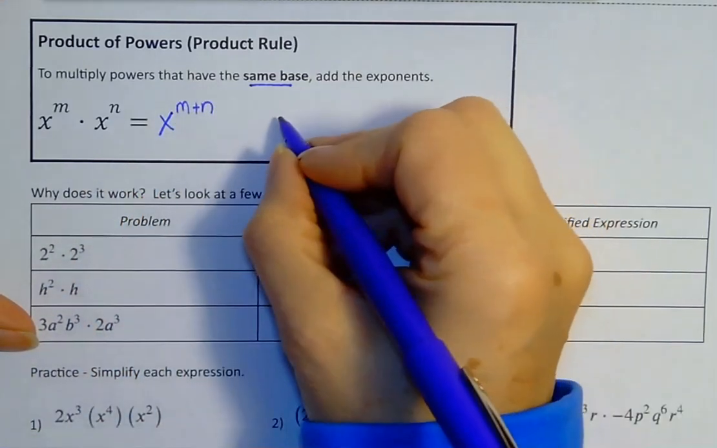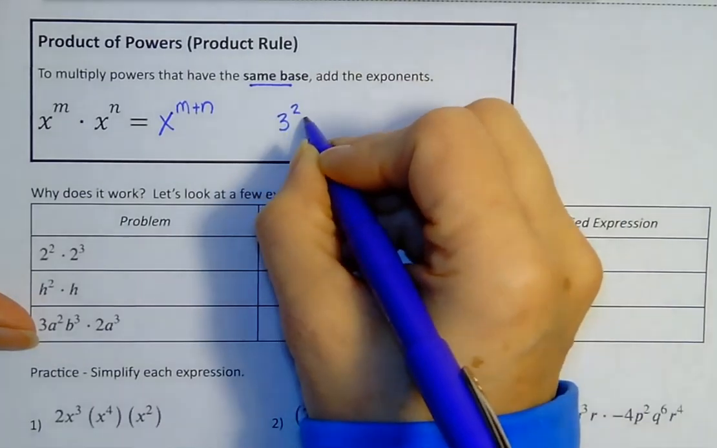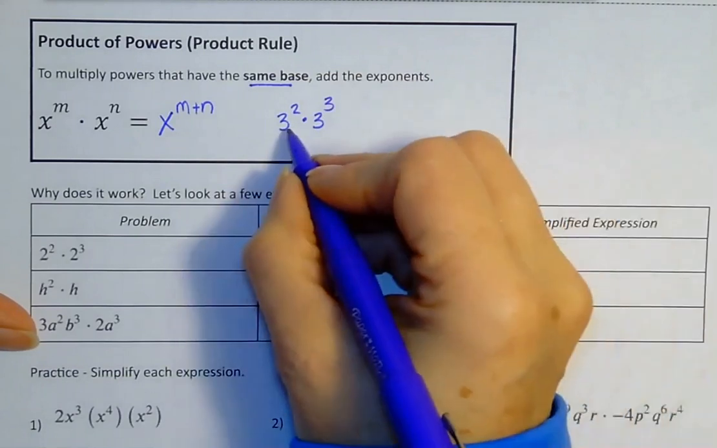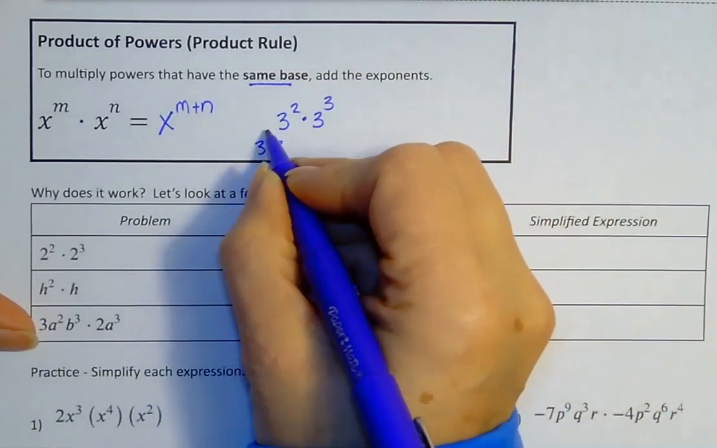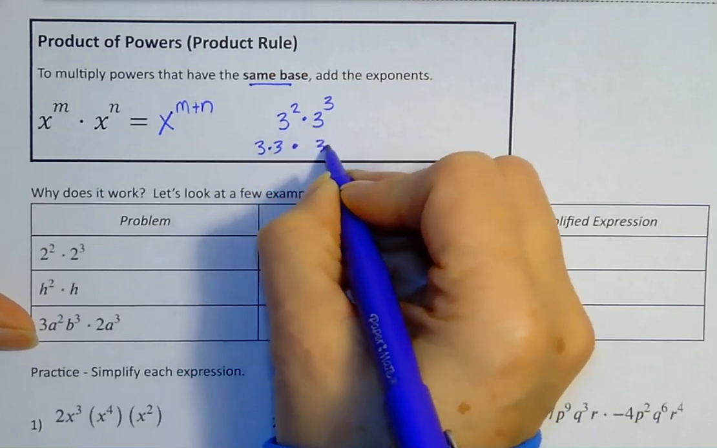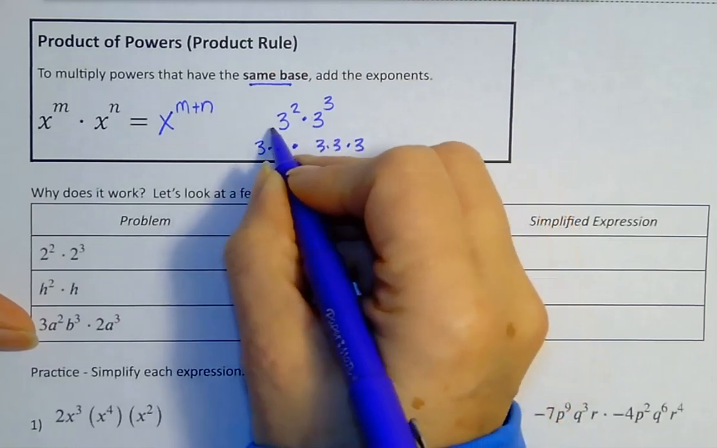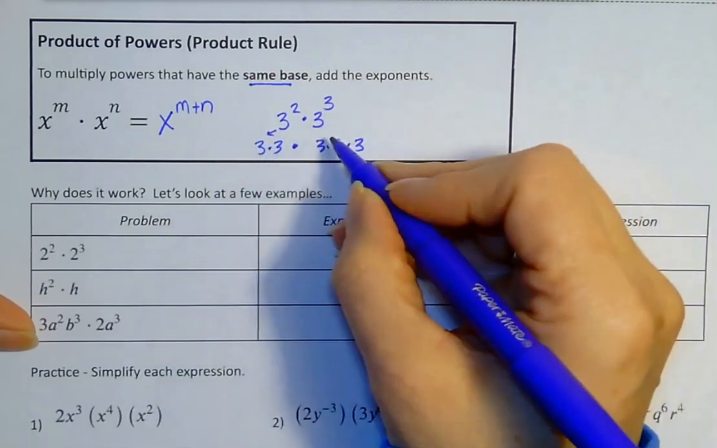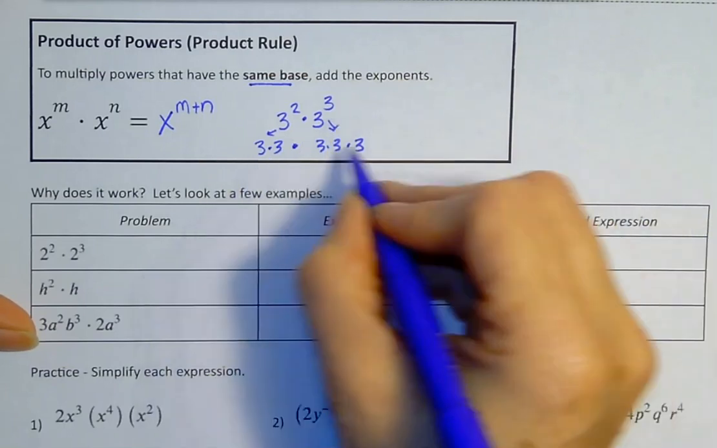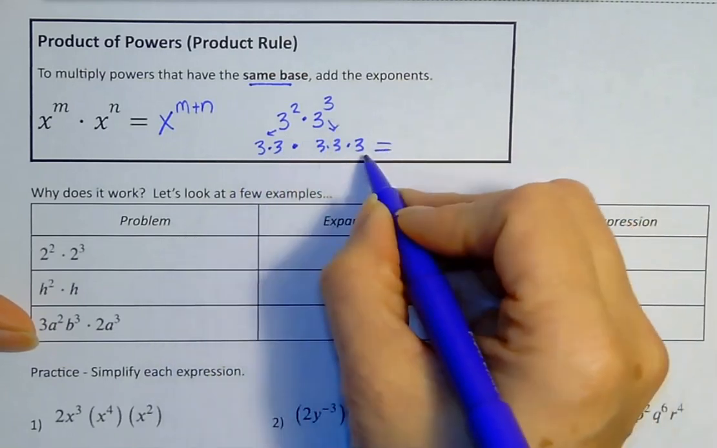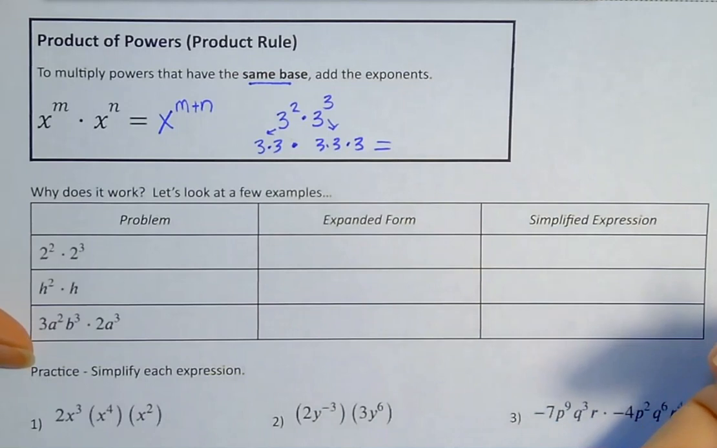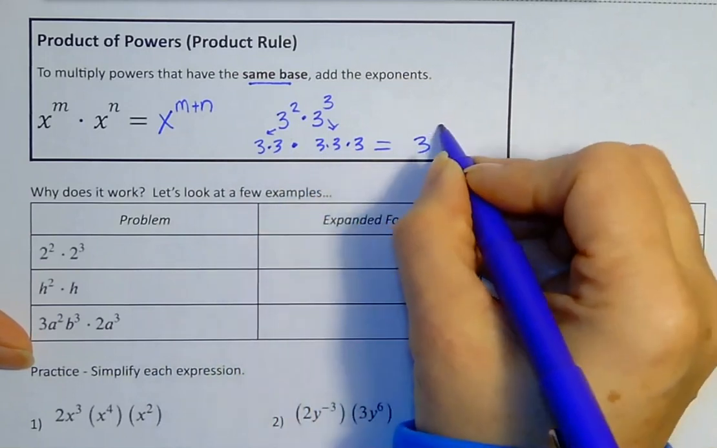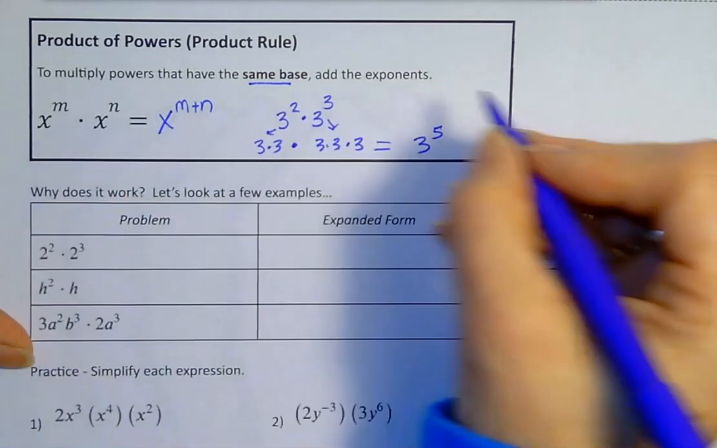So if I had 3 squared times 3 to the 3rd, actual numbers that we can work with, this means 3 times 3 times 3 times 3 times 3, yeah? That's 3 times itself 2 times, and that's 3 times itself 3 times. If I rewrite this, change it from expanded form to an exponent, my base is 3, and I have 1, 2, 3, 4, 5. I'm multiplying it by itself 5 times. That's what we are saying our rule means.